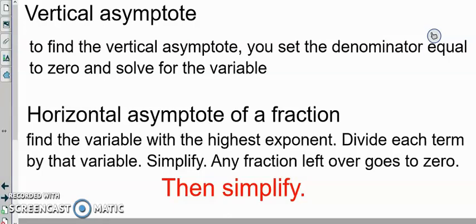So here, we're doing horizontal asymptotes with fractions. I took an approach from what's used if you're planning on going to calculus, which I learned from another teacher years ago, and I thought it was pretty cool. We find the variable with the highest exponent. Then we divide each term by that variable. If the highest exponent is x squared, we divide every term by x squared. If it's x, you divide every term by x. Then you simplify it. If you have x squared over x squared, you simplify it down to 1. If there are any fractions left over after you simplify, you make them go to 0.